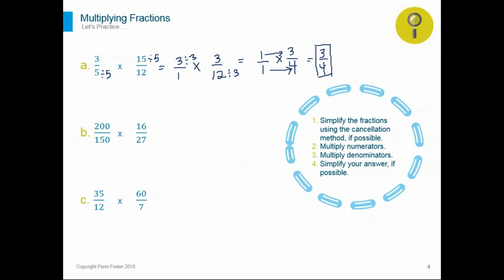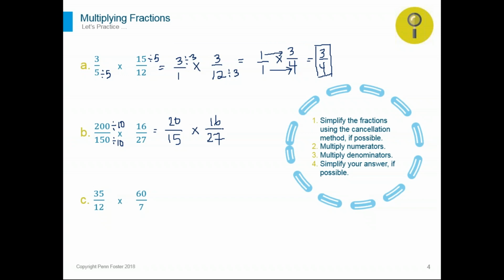Number B, 200 over 150 times 16 over 27. Whenever I see any two numbers ending with a 0, I know that 10 is a common factor. So divide over 10 and divide over 10. Rewrite the problem. So 200 over 10 will give you 20, and then 150 over 10 will give you 15, times 16 over 27. We did not touch that second fraction yet.